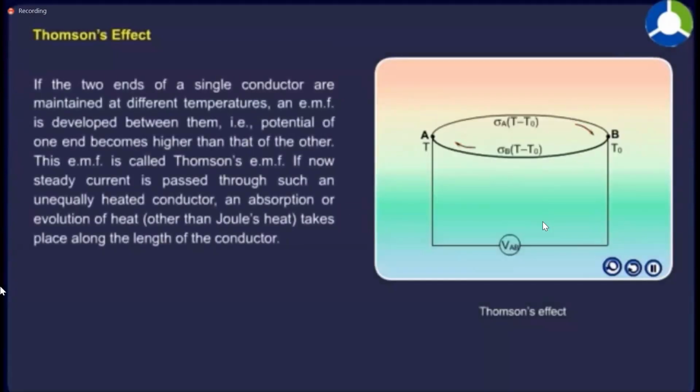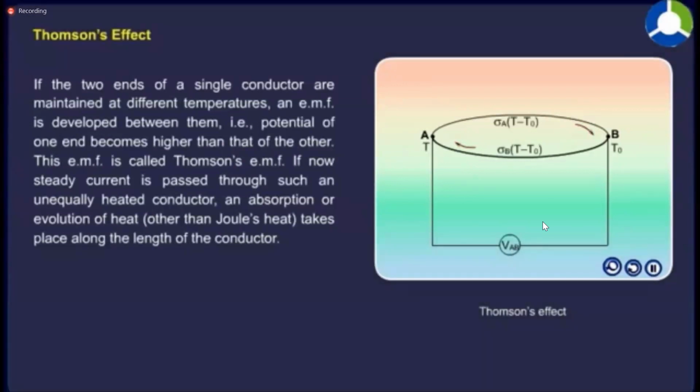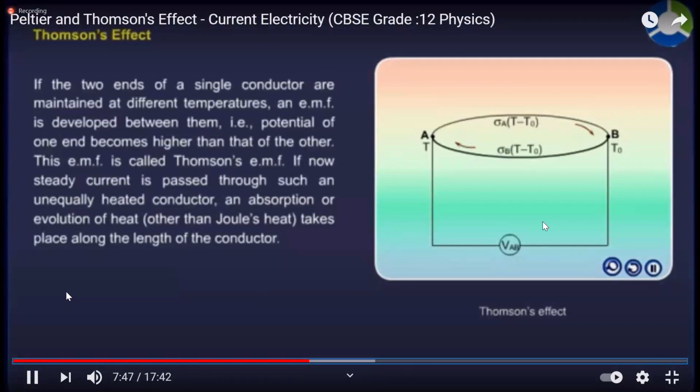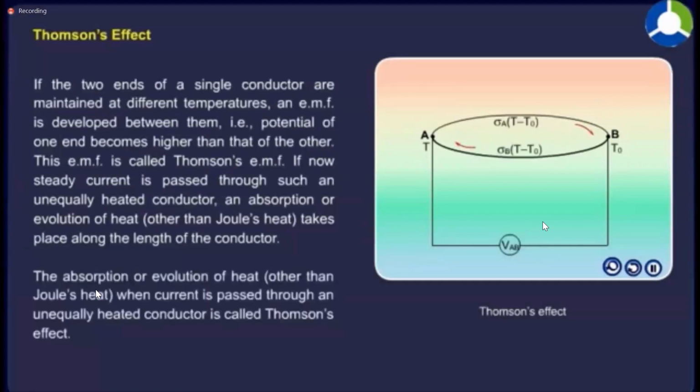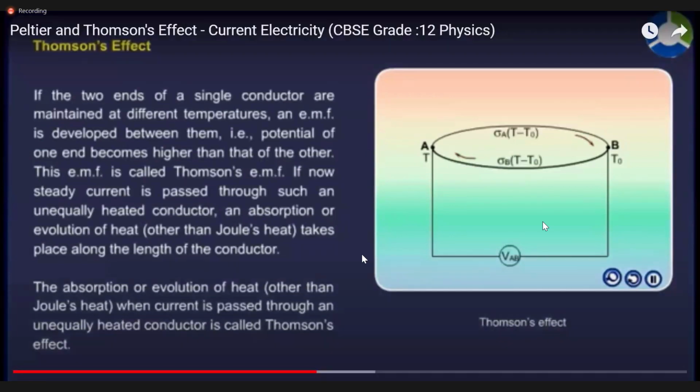If the two ends of a single conductor are maintained at different temperatures, an electromotive force is developed between them, that is, potential of one end becomes higher than that of the other. This electromotive force is called Thomson's electromotive force. If now steady current is passed through such an unequally heated conductor, an absorption or evolution of heat other than Joule's heat takes place along the length of the conductor. The absorption or evolution of heat other than Joule's heat when current is passed through an unequally heated conductor is called Thomson's effect.